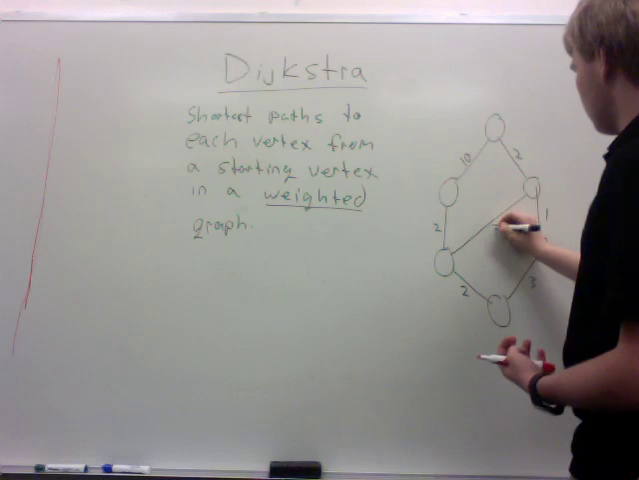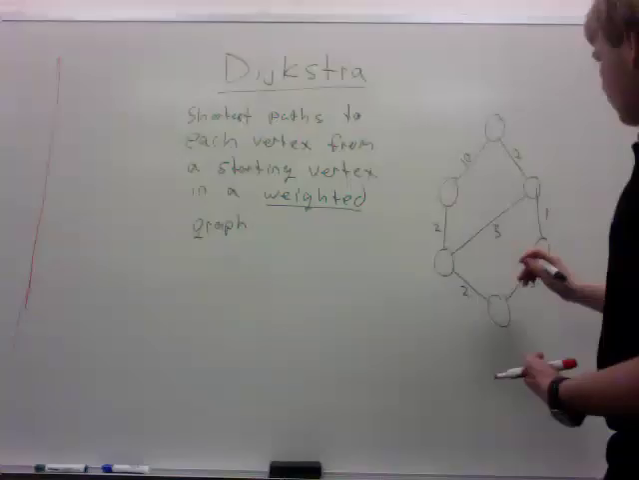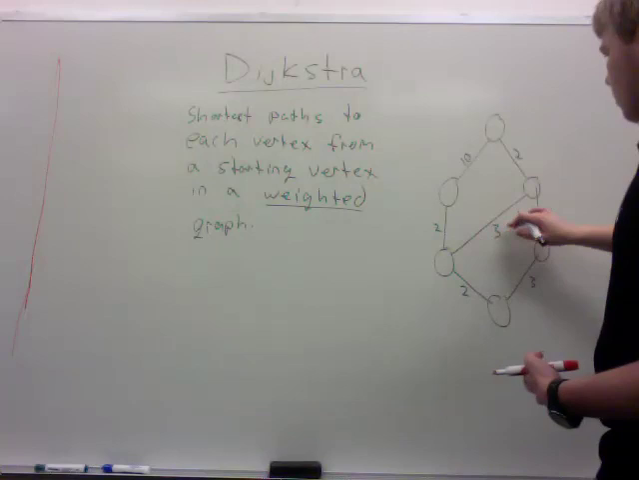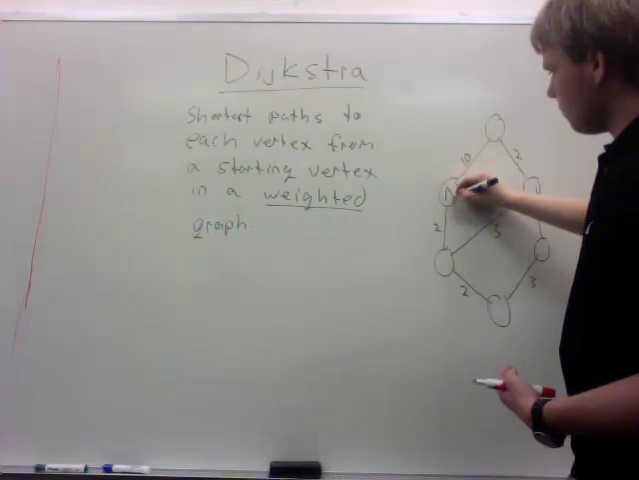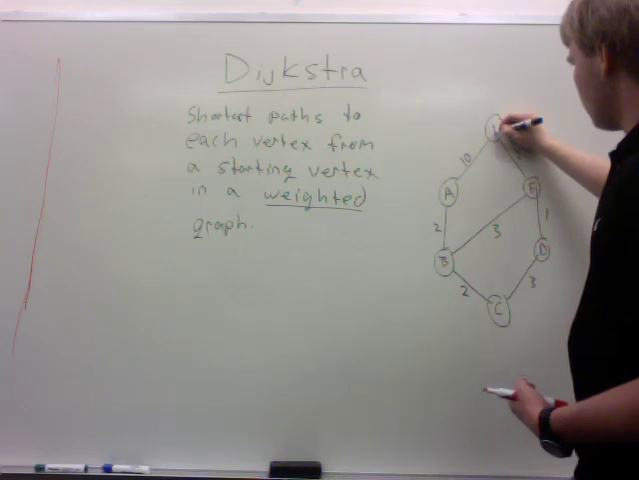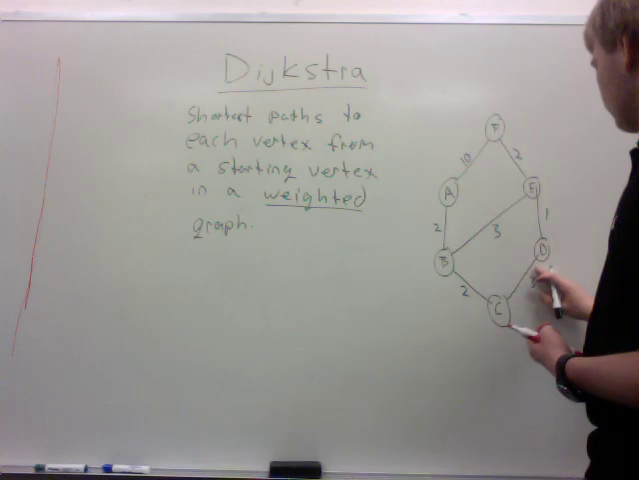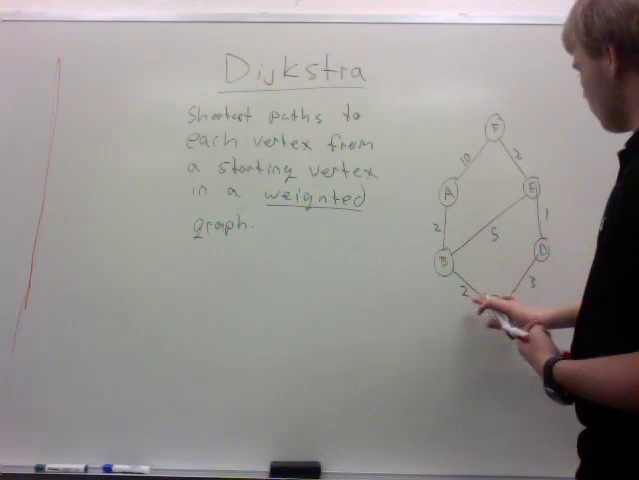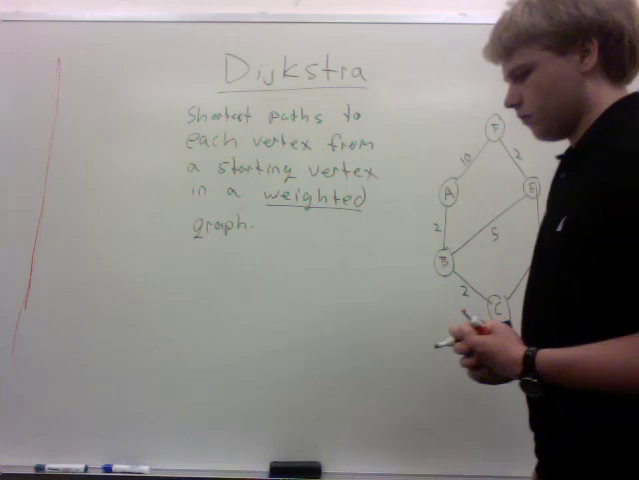So let's say we have a graph that looks like this. These are our weights, these are our vertices. Let me label these A, B, C, D, E, and F. Okay. So we'll use A as our starting vertex.